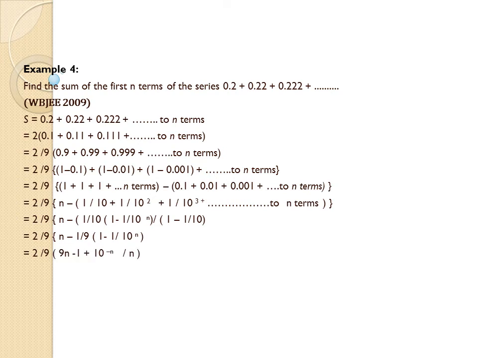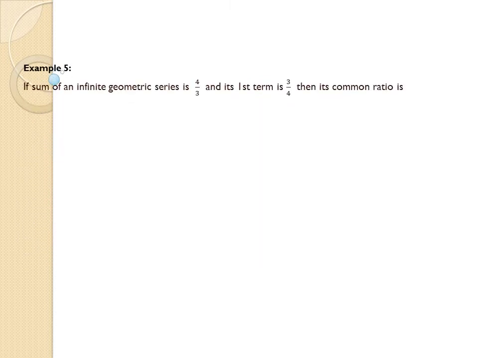So 2 by 81, 9n minus 1 plus 10 to the power minus n. This is just a simplification, nothing to do anything. You can keep it in the earlier form also, in the last but one step also, it doesn't matter. So they are giving 2 by 81, 9n minus 1 plus 10 to the power minus n. This is just a style of writing. Let's go to example 5.